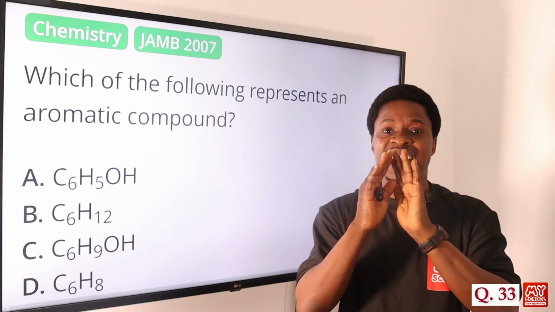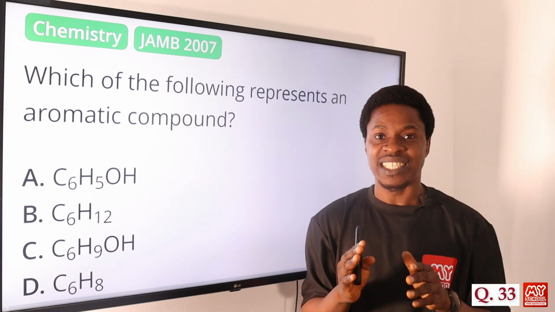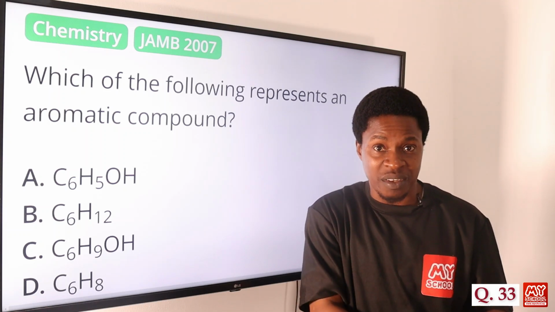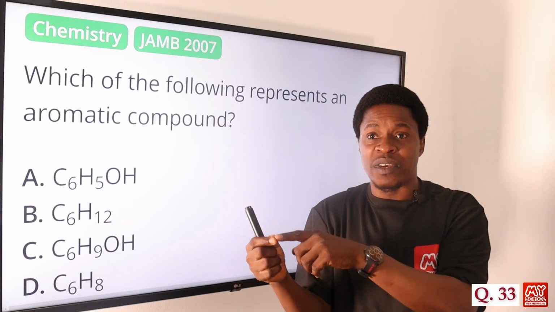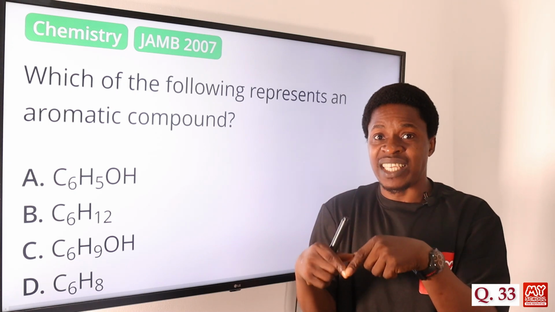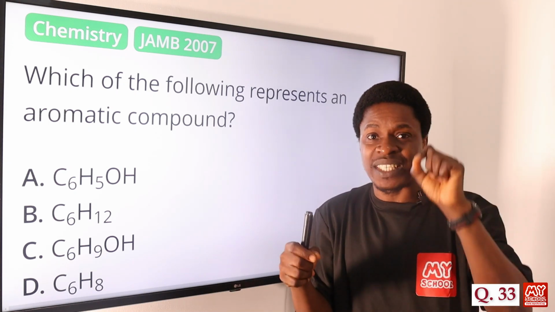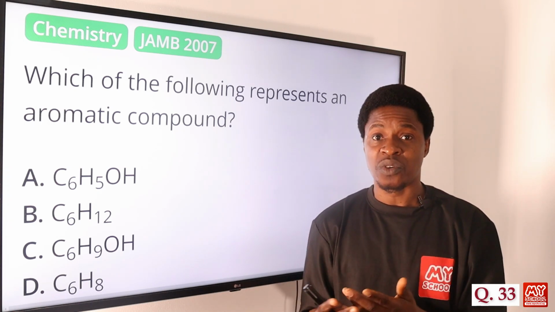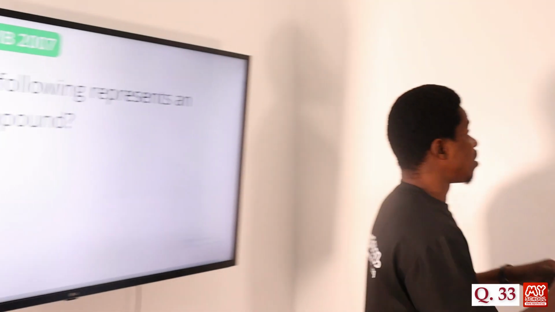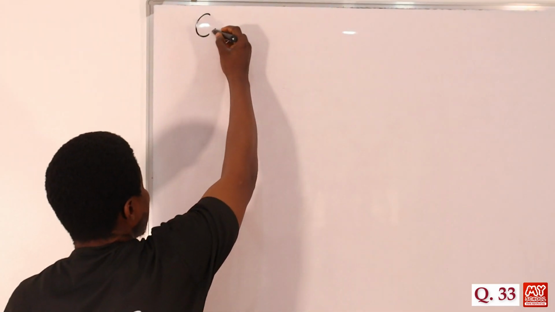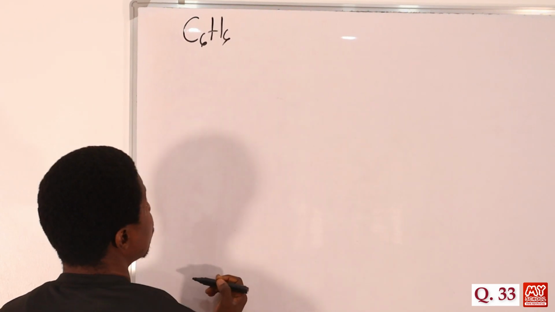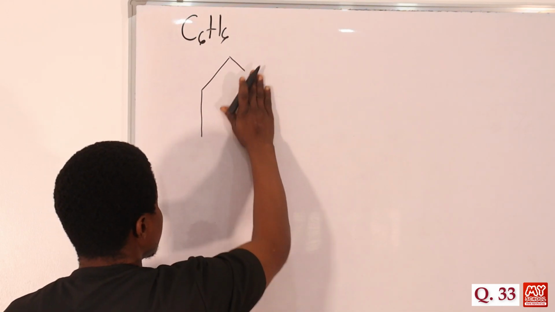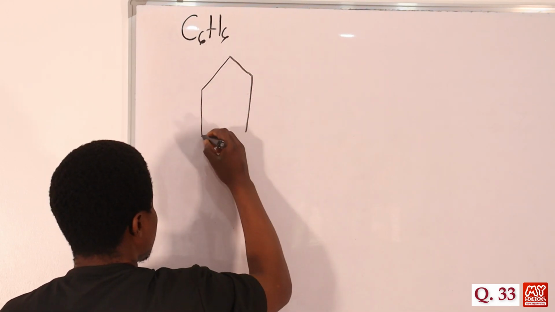In a nutshell, for simpler terms, aromatic compounds are compounds of benzene, the derivatives of benzene itself. When we talk about benzene, you know it was brought about by Kekulé. Let's look at the board to see what the benzene ring looks like. Of course, it has a molecular formula C6H6. That's your benzene, and when you draw it, you have something like this.